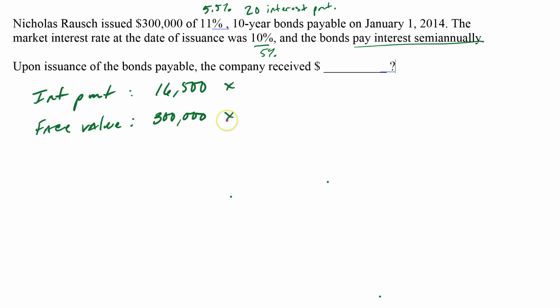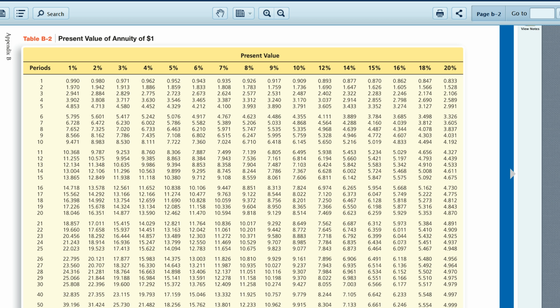So we're going to multiply these by the present value from the tables. So let's switch over to the tables. Alright, this is the present value of an annuity. So interest payments are an annuity. They are paid at regular intervals. It's not just one interest payment.